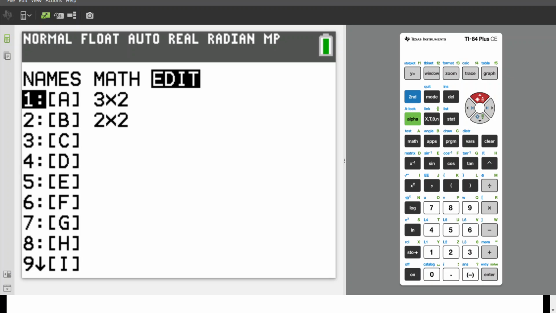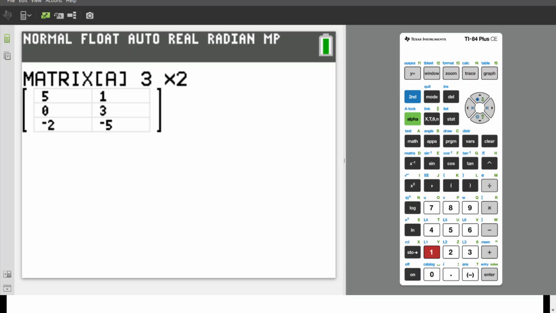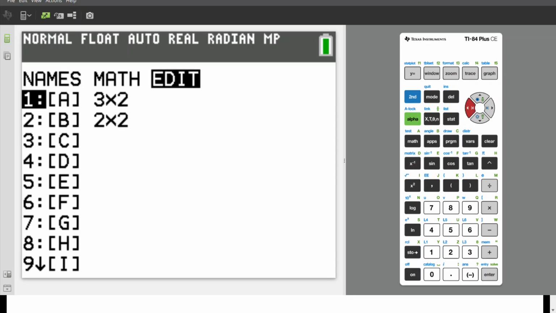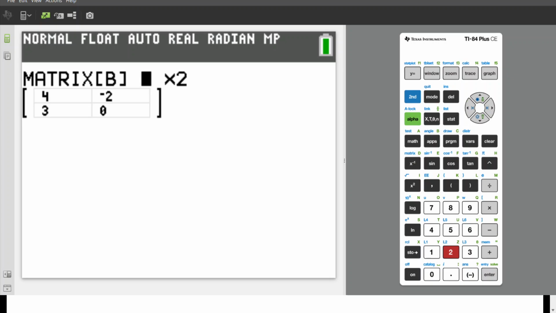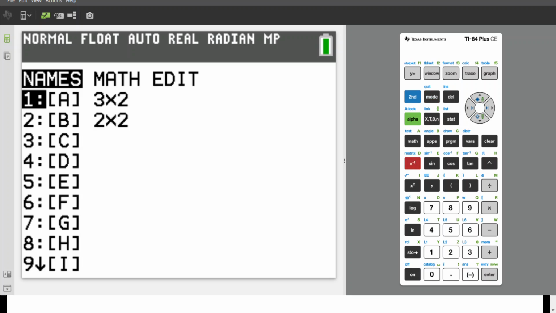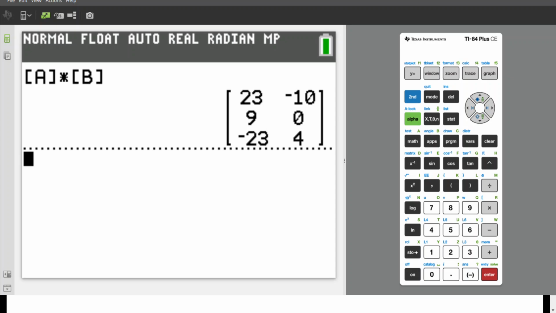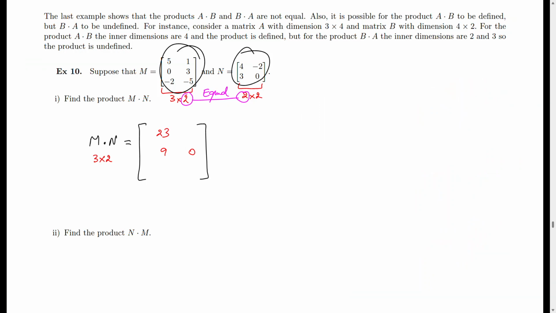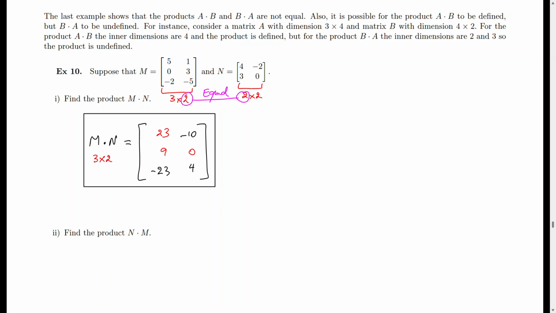And I already typed all the numbers in. So for my matrix A, the numbers are 5, 1, 0, 3, -2, -5. And I did the same for the matrix B. As you can see, there's 4, -2, 3, and 0. And all I have to do now is multiply M and N. In other terms, I got to multiply the matrix A with the matrix B. And we will see 23, -10, 9, 0, -23, 4. So -23 is first, then we have the 10, and so on and so forth. We already have some of the entries, so all I have to do is fill out the rest of them. So 3 were found by hand, but 3 other entries were found with the calculator.